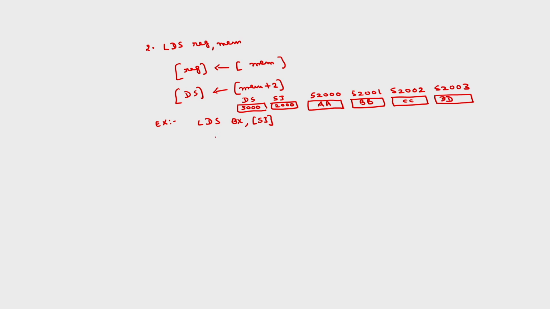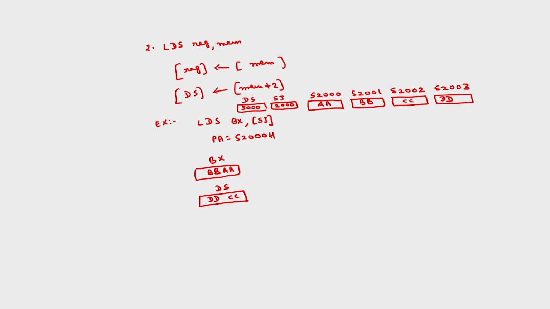So, what happens now? The physical address is clear, that is 52000, DS times 10 plus 2000 is 52000. So, this BX will be loaded with the first 2 locations. So, AA will be loaded here, BB will be loaded here. Then DS will be loaded with the next 2 locations, that is CC, DD. So, this is about this LDS register comma memory.